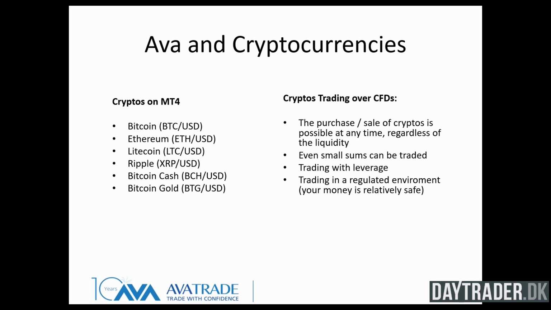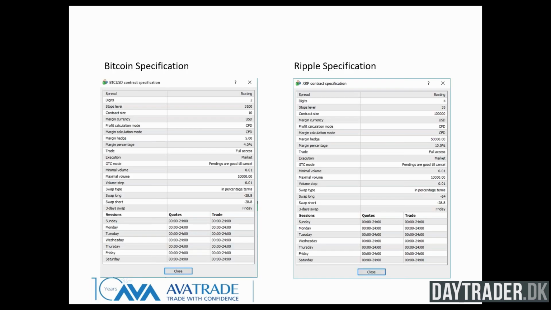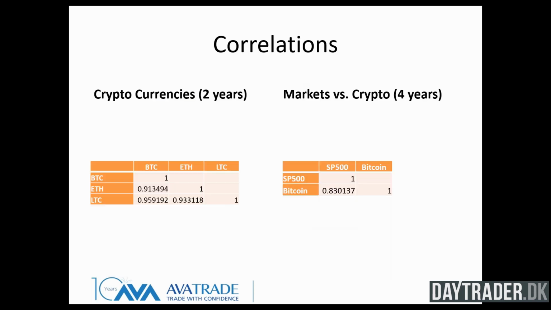Now, the good thing is that because it is still a very new thing and nobody really knows its real value, there are a lot of bubbles and a lot of crashes. And those huge movements can be used by professional traders to their advantage, and they can make a lot of money. Okay, now, how do I do it? I have to understand the specification, and I will show in a short moment how to see the specification of a product and how to use it to my advantage.